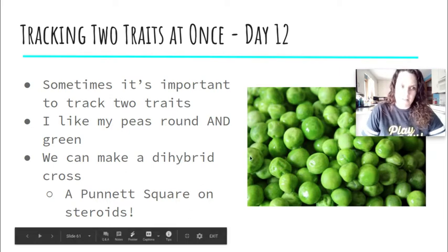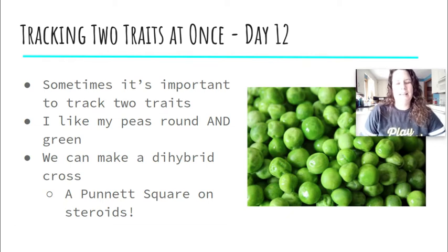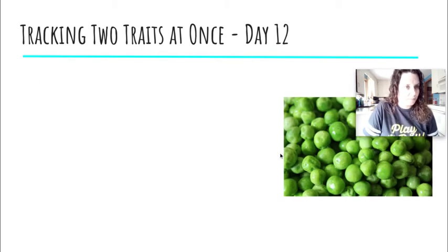And so, like I said, we can make a dihybrid cross Punnett square. It's kind of like a Punnett square on steroids. The monohybrid is just four squares. Guess what this one could potentially be? What's 4 times 4? 16, a 16-square Punnett square. Yep, we're going there. All right.